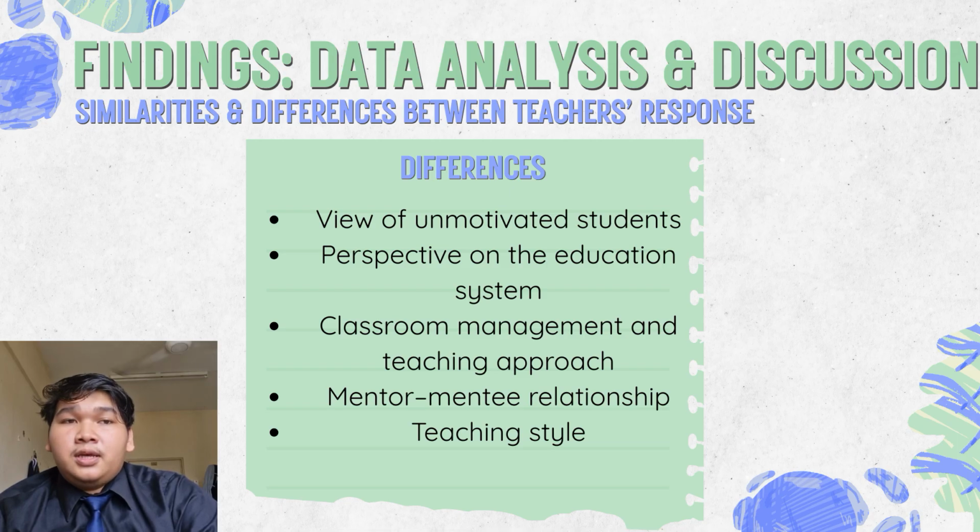Regarding classroom management and teaching approach, teacher 1 uses a more interactive and collaborative style. He encourages discussion, group work, and active participation. Other than that, teacher 2 applies more structure and a teacher-centered approach, focusing on clear rule, order, and direct instruction. In the mentor-mentee relationship, teacher 1 builds closer relationship and sees himself as both teacher and mentor. Teacher 2 maintains a more professional boundary and focuses mainly on academic guidance.